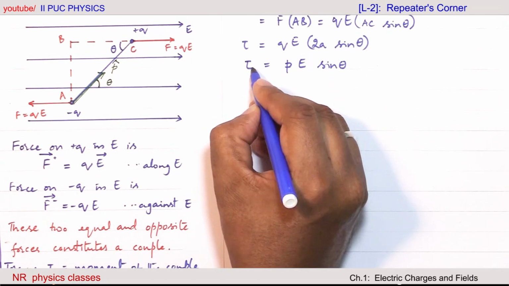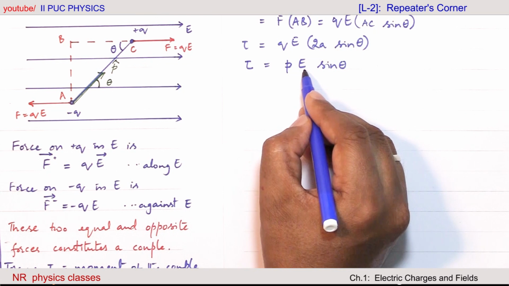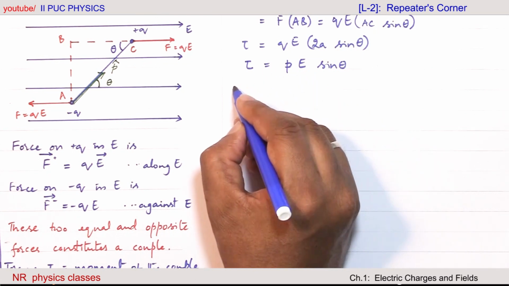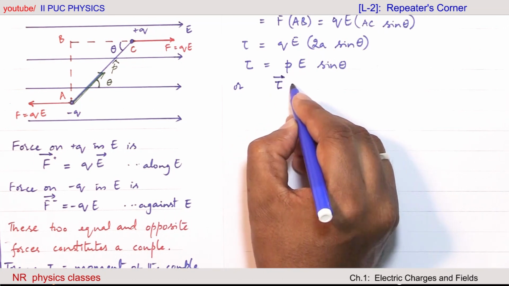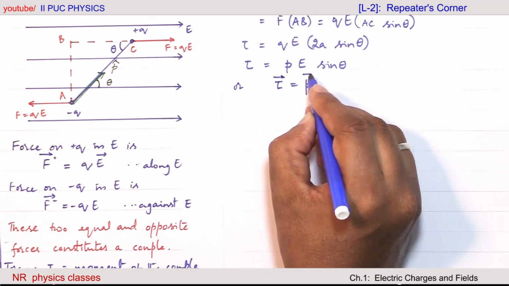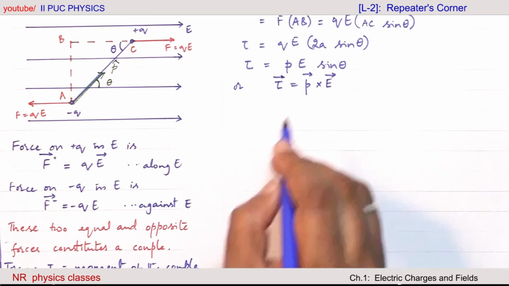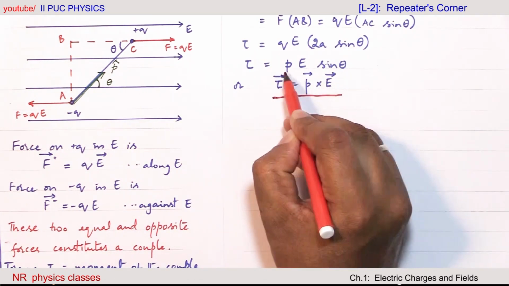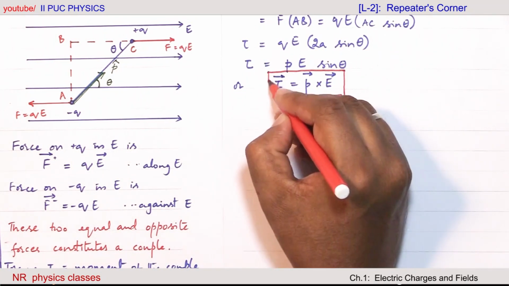Torque is a vector quantity. Dipole moment is also a vector quantity. Electric field is a vector quantity. Therefore, in vector notation, we can write tau equal to P cross E. This is the expression for torque on an electric dipole in an external electric field.